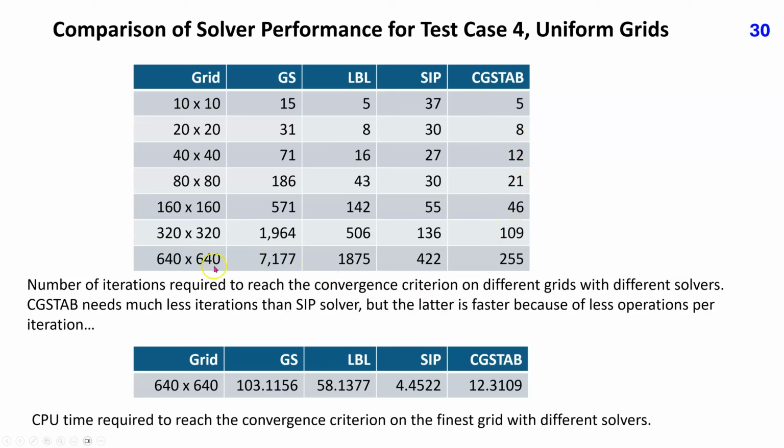The second table shows the computing times required on the same computer to obtain a converged solution on the finest grid with the 4 solvers. Although the CG stub solver needs much fewer iterations than the SIP solver, 255 versus 422, the SIP solver is computationally more efficient. The CG stub solver needs 2.76 times more computing time. The GS solver needs 20 times more computing time than the SIP solver, while the LBL solver needs about 13 times more computing time.